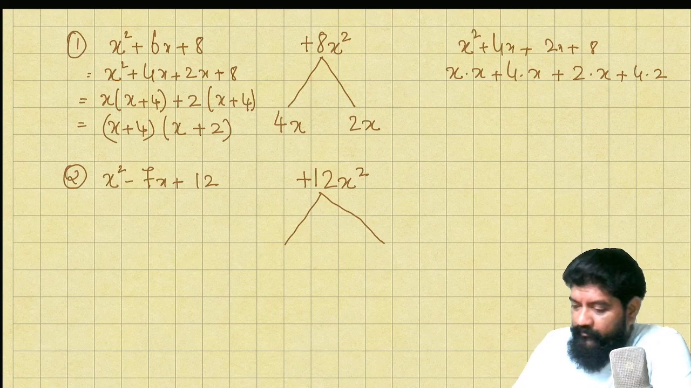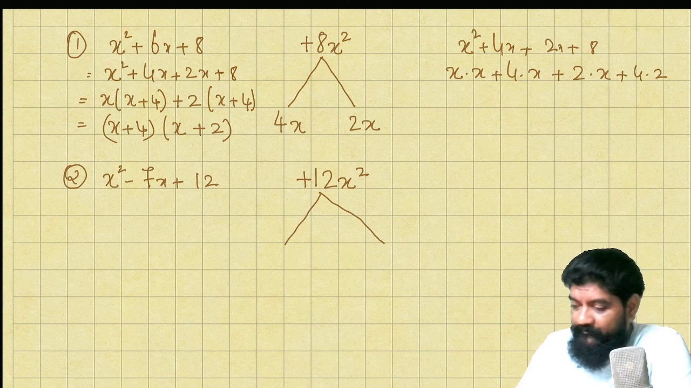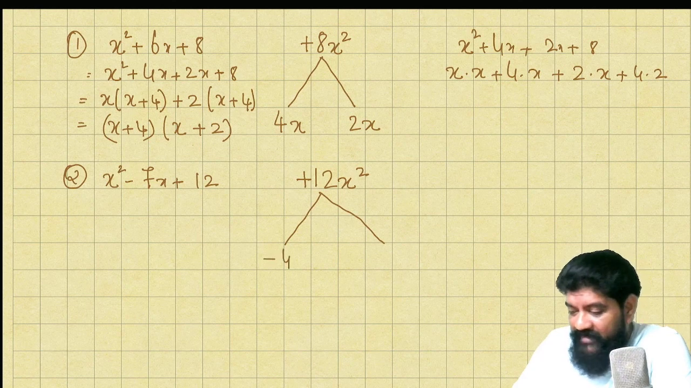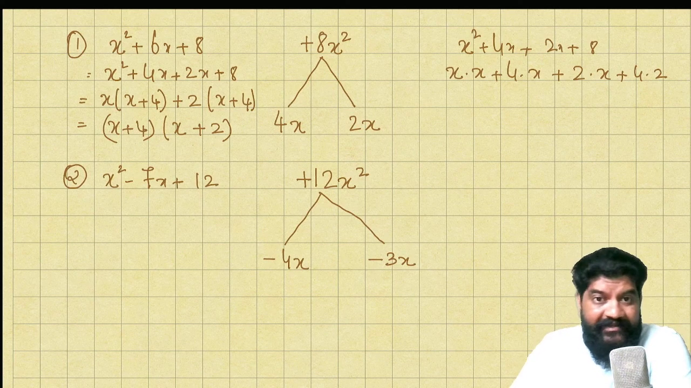So the factors of 12, there are many. 3 into 4 obviously is going to be 12. I also know that 3 plus 4 is 7. So I can write this as minus 4x and a minus 3x. Both are negative, which means they can be added up, and I get a negative 7.